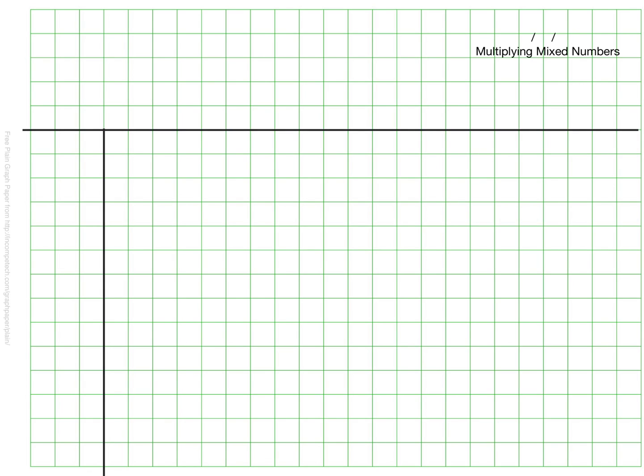This video is going to cover the topic of multiplying mixed numbers. Be sure the date and topic are at the top of your page. And the essential question is, how do we multiply mixed numbers?